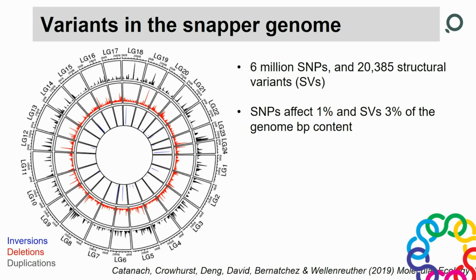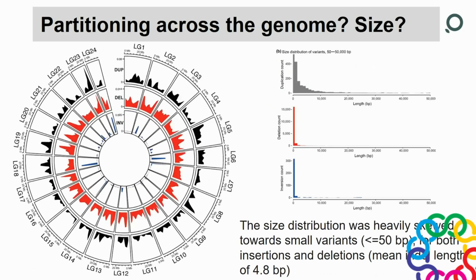Next, we ask the question, how are these structural variants, not just partitioned across the genome, but also what is their size distribution like? And here again, we are focusing on the 3 common types. We're looking at duplications, deletions, and inversions, always indicated in the same color as before. So inversions in blue, deletions in red, and duplications in black. And you can see that the majority of them are very small. And actually the mean indel length was 4.8 base pairs.